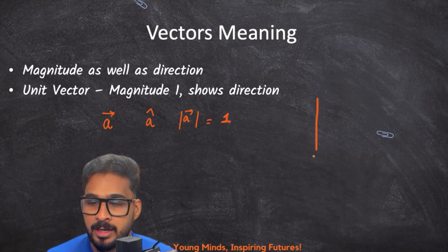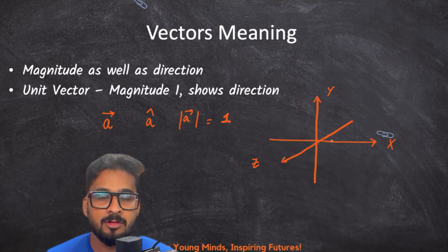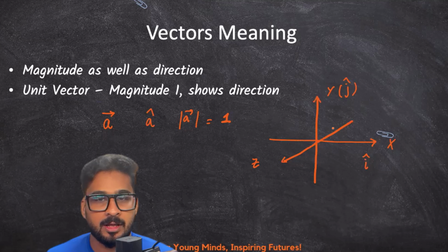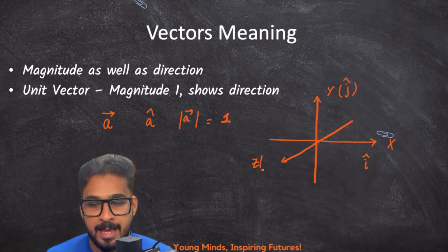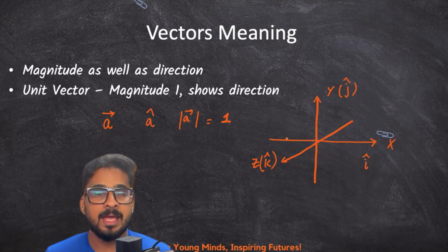If I take the coordinate axes, that is the x axis, y axis and z axis, I define i cap as the unit vector along the direction of x, j cap as the unit vector along the direction of y, and k cap as the unit vector along the direction of z. So with this i cap, j cap and k cap, any vector in space can be represented. Let us see the representations of vectors.